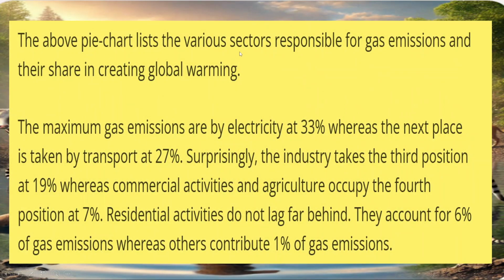The above pie chart lists the various sectors responsible for gas emissions and their share in creating global warming. The maximum gas emissions are by electricity at 33%, whereas the next place is taken by transport at 27%. Surprisingly, industry takes the third position at 19%, whereas commercial and agricultural activities occupy the fourth position at 7%. Residential activities do not lag far behind. They account for 6% of the gas emissions, whereas others contribute 1% of gas emissions.